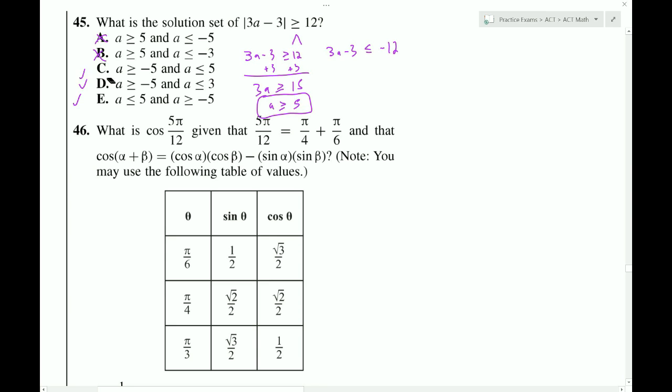Alright. Sorry, negative 5. Whoops. Okay. Greater than or equal to 5. Yeah, just the top 2. Okay. And then we solve the other side. Plus 3, negative 9, 3a. Divide by 3. And you get this. Less than or equal to negative 3. So that's choice B.